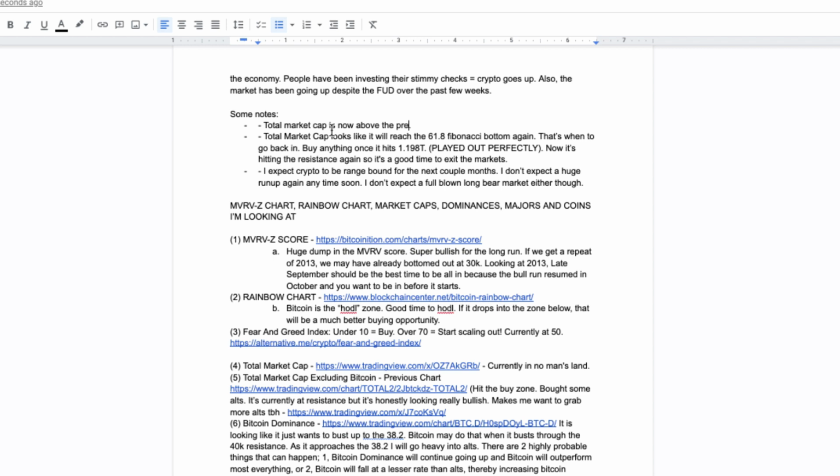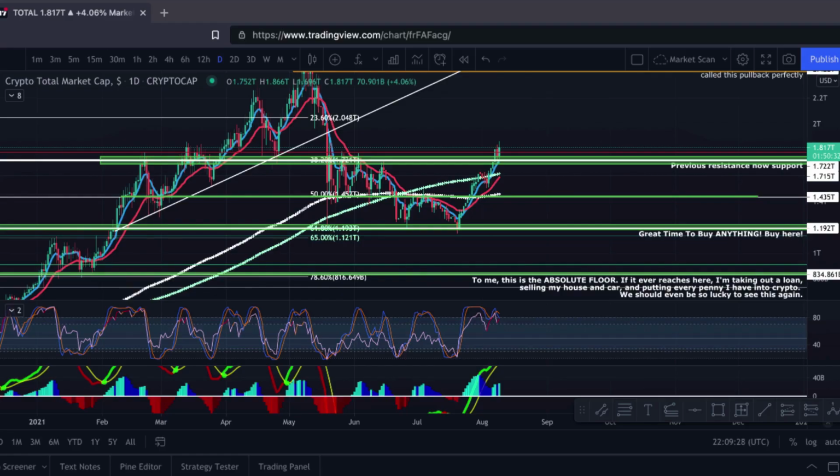So total market cap is now above the previous resistances. And you could see that right here. It was down here. Last time I did my analysis was, I think, right here, and I was like, yo, buy right here. So we nailed the buy, but then I think I sold most of it right here. And then I definitely was selling on the way up and I was all out by right here. But now we're above all of it.